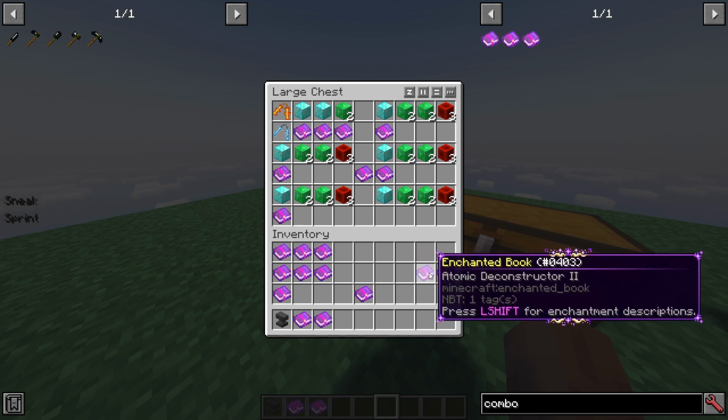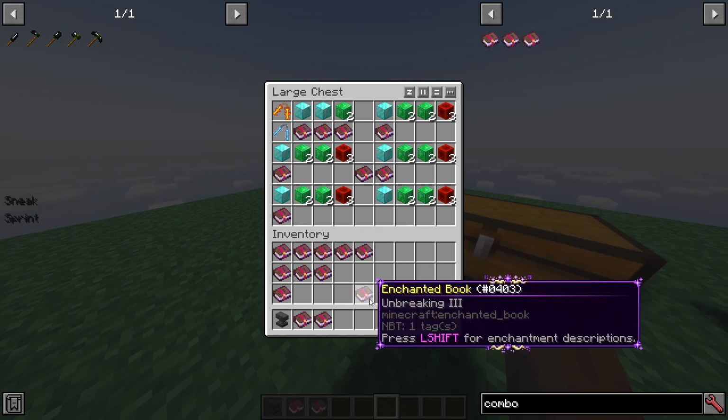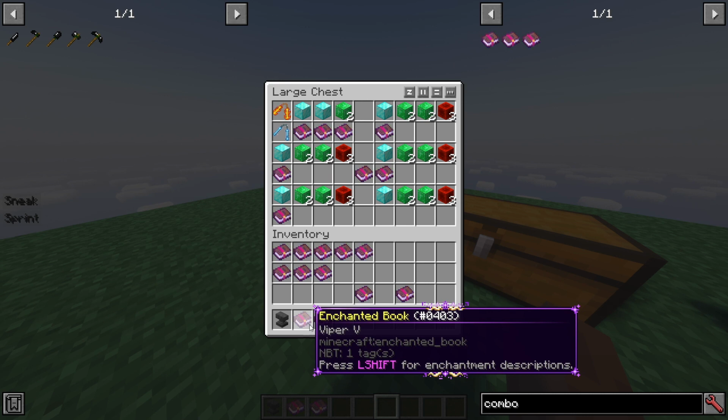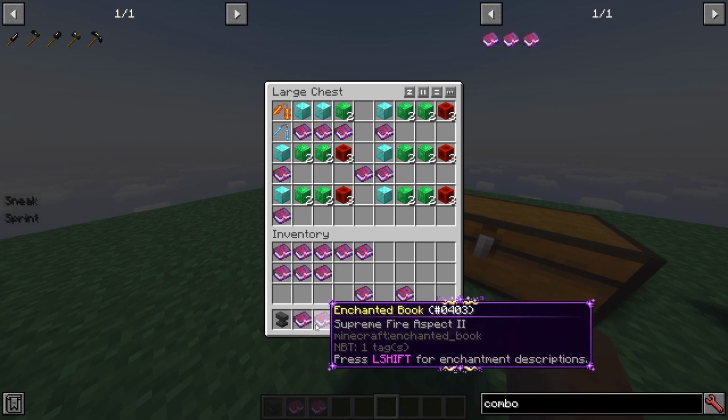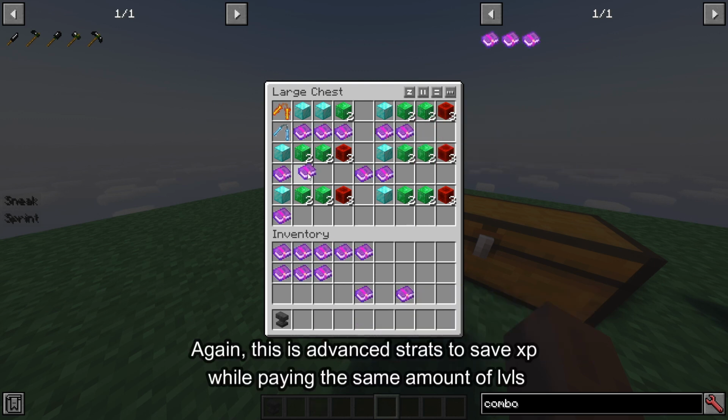This is 6, this is 4, this is 4. Alright, and then 3, 2. So first of all we want to put our most expensive ones on 2, but we don't want to put it on the same book because we will pay for those at the same time, so we put 1 here and 1 here.